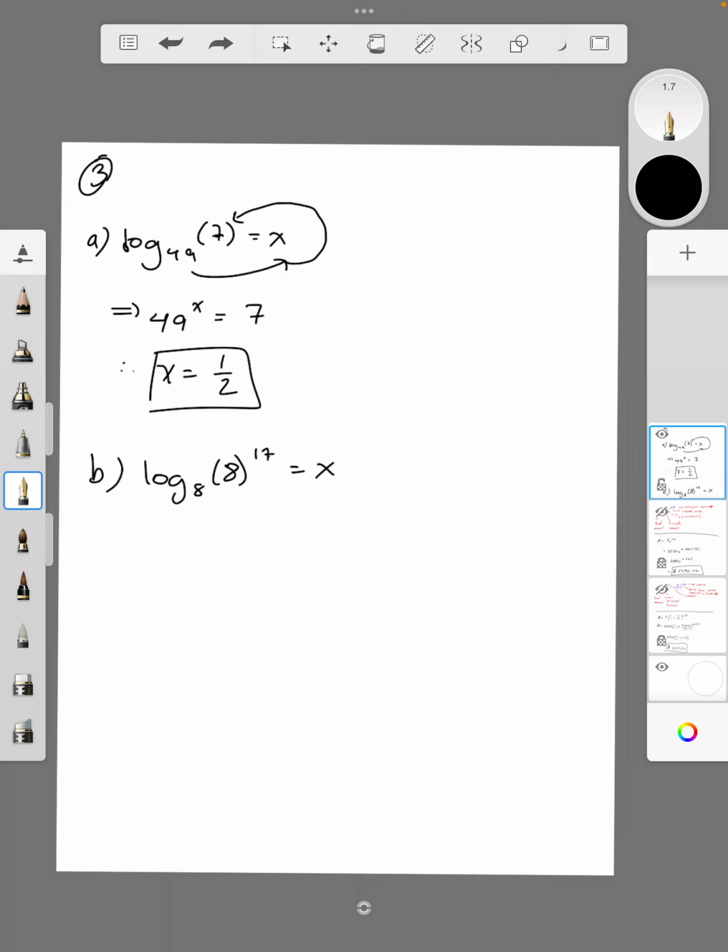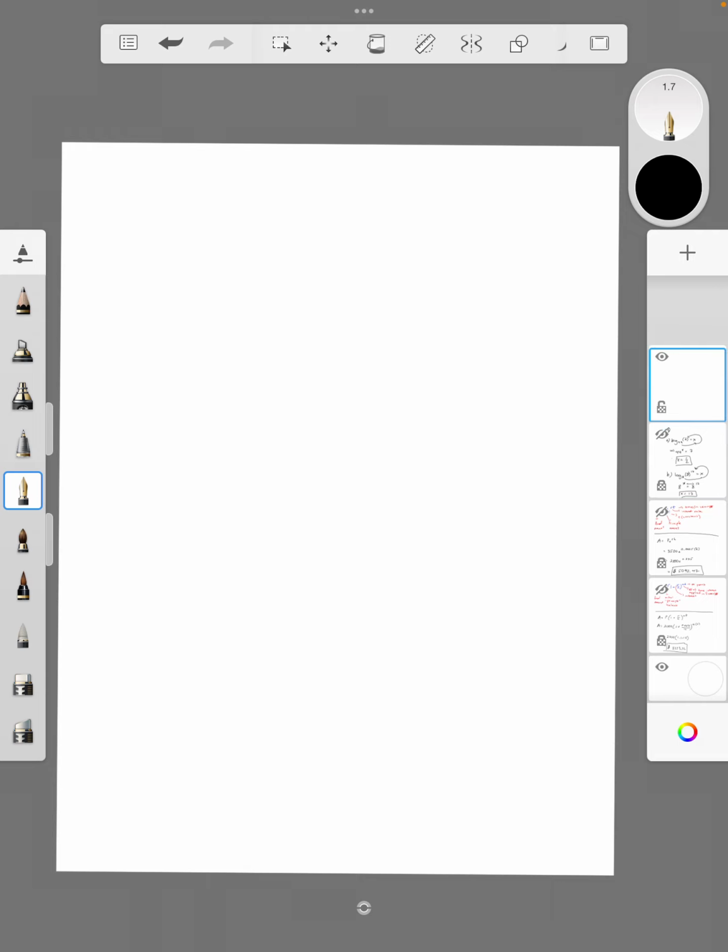To prove that, let's do this thing again where we do this and then this. What we get is 8 to the power of x is equal to 8 to the power of 17. So this is going to be the same thing. 8 is equal to 8, so x is equal to 17. So your answer is x is equal to 17. Okay, let's get a new page here.